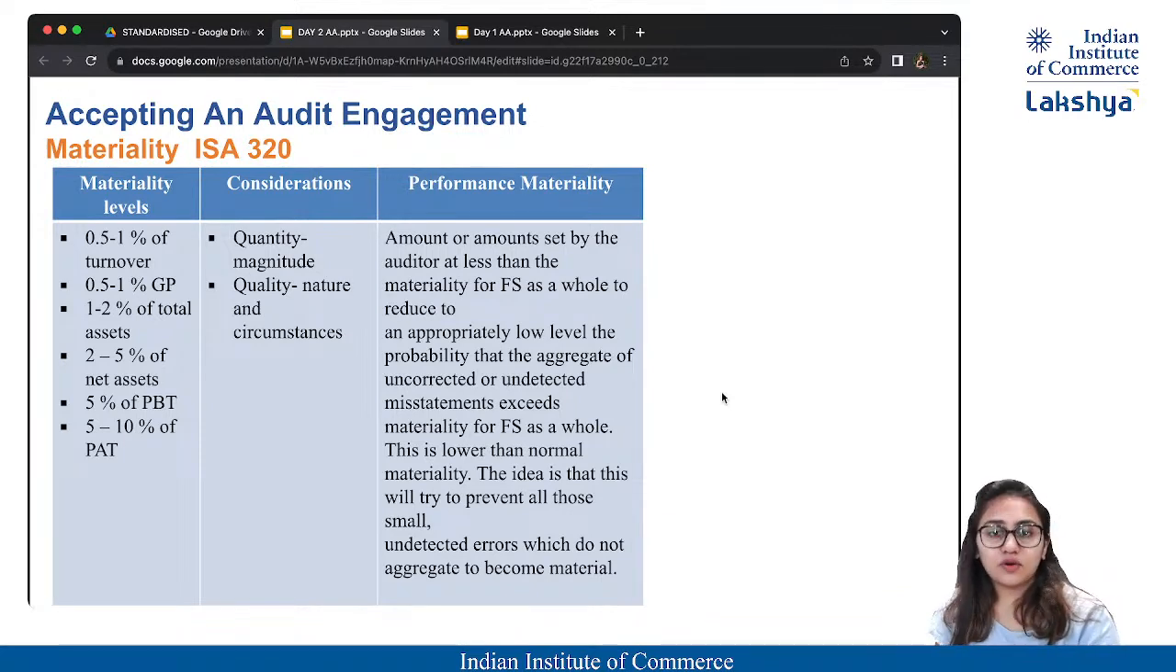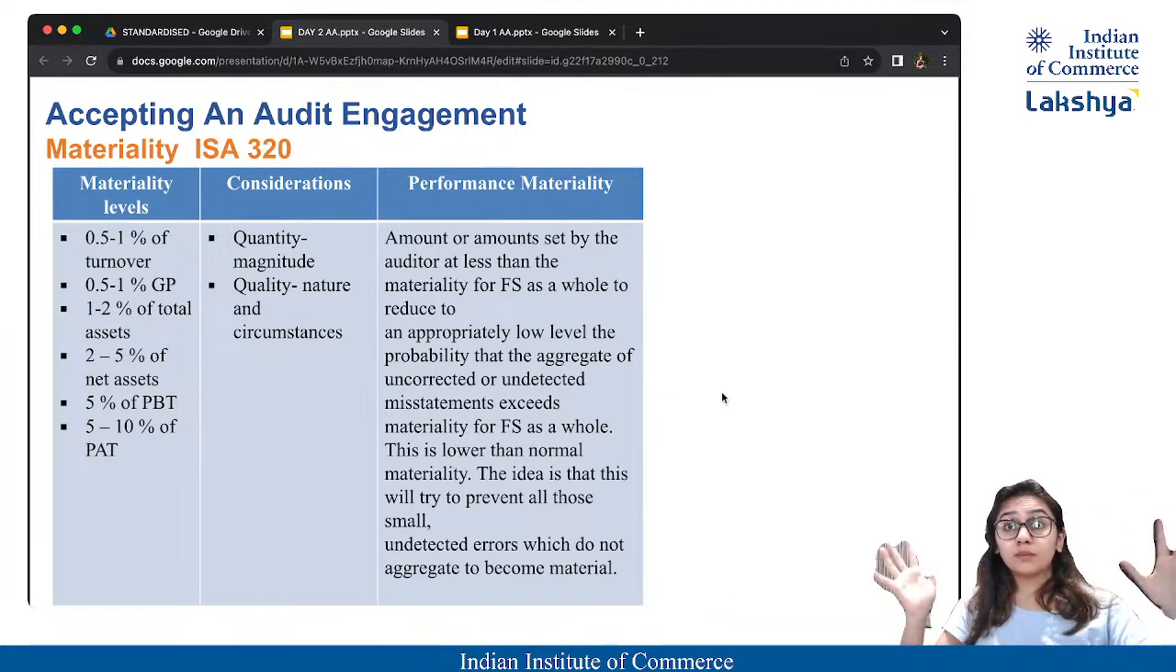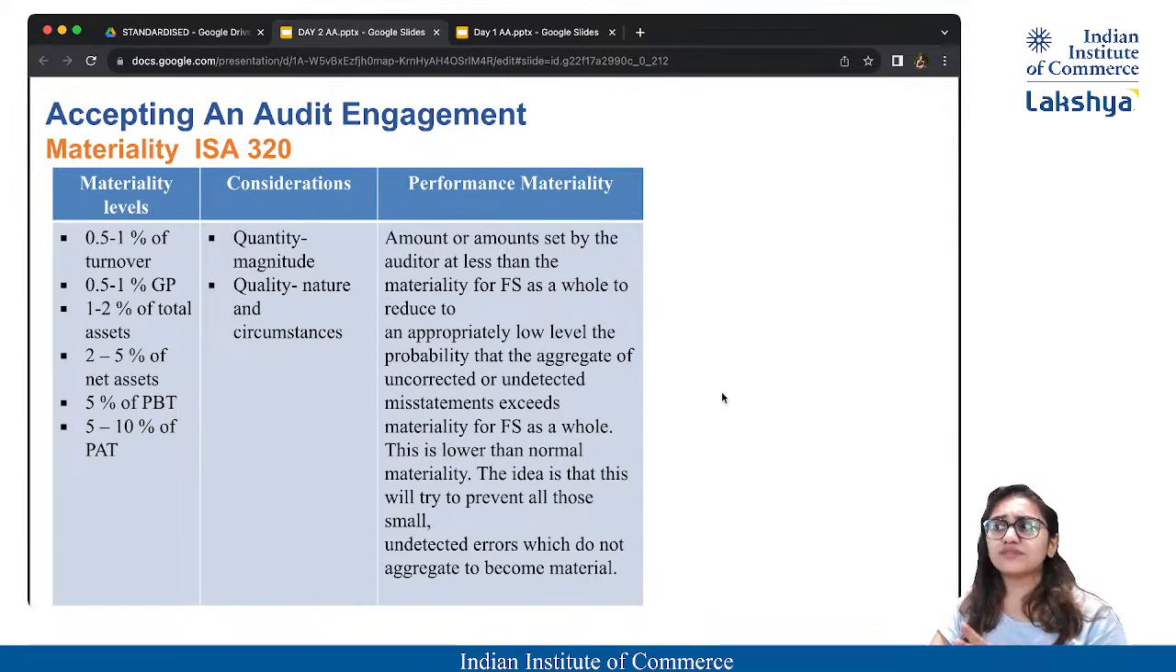So the amount set by the auditor at less than the materiality for financial statements as a whole, to reduce to an appropriately low level the probability that the aggregate of uncorrected or undetected misstatements exceeds materiality. Now these were aggregate of undetected and uncorrected misstatements like 100, 200, 300, 400 up to 450. But when you see it individually, it is not material. Okay, 500 is material for you, but less than 500, 100, 200, not material.